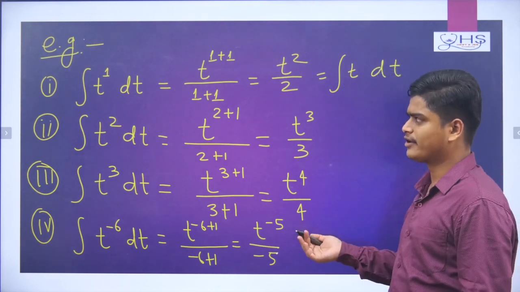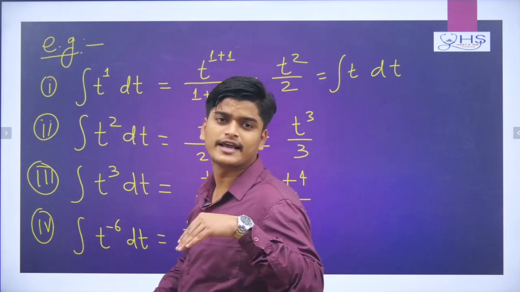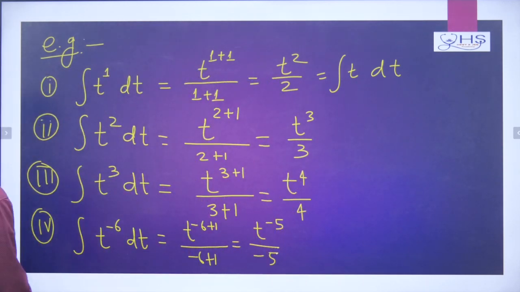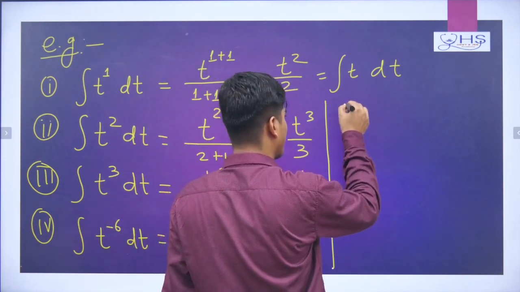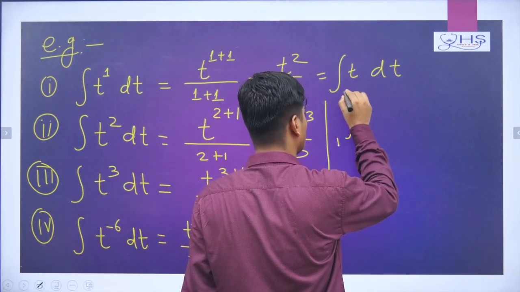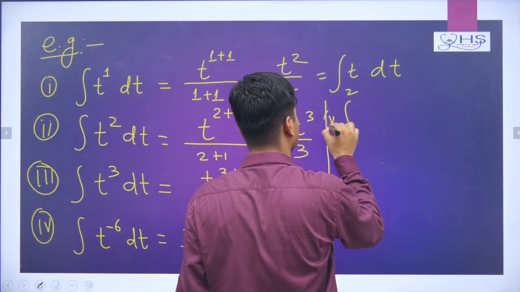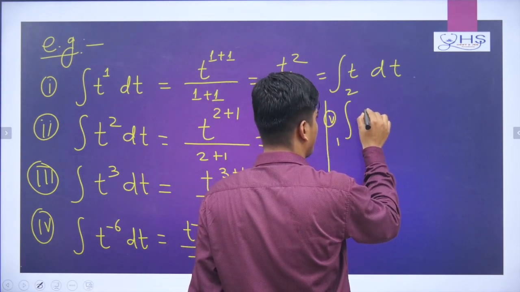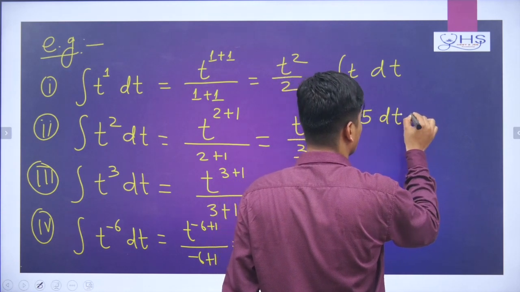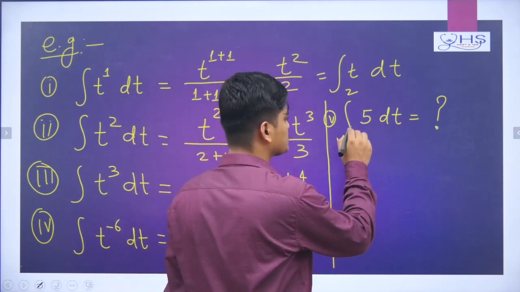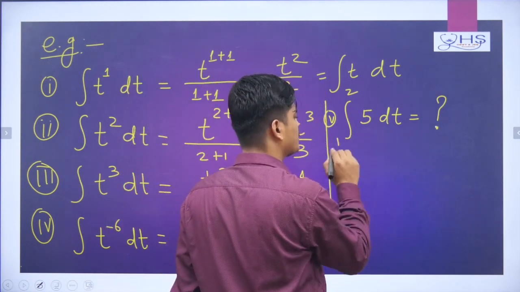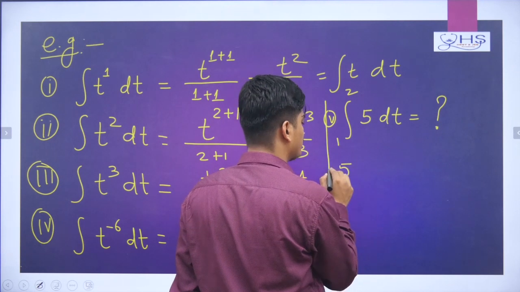Now I will take the limit format. So with the same type of formula I will take a limit format. Now see how you have to calculate that. Now suppose I am finding integration from 1 to 2. Suppose the next question I am writing is integration of 5 dt. Suppose I want to find what this value is. Now see what I will do here. So 5 dt is there. So 5 is a constant, you can take it out.